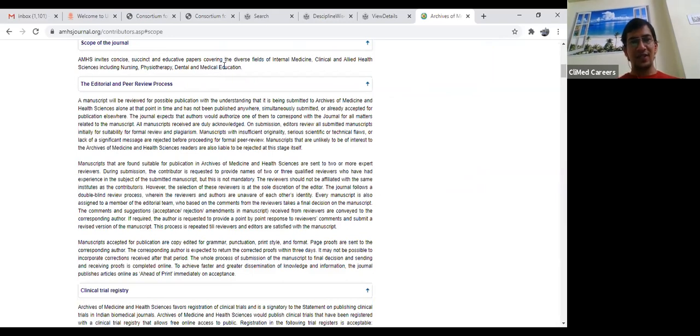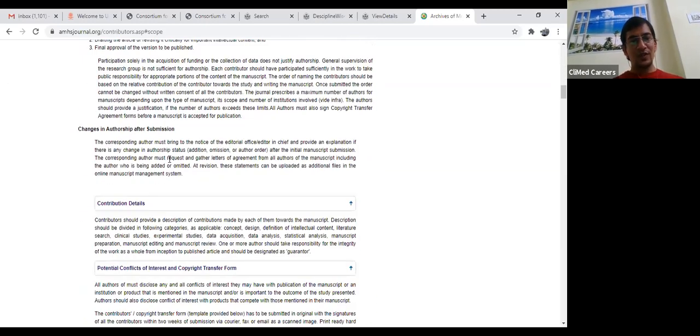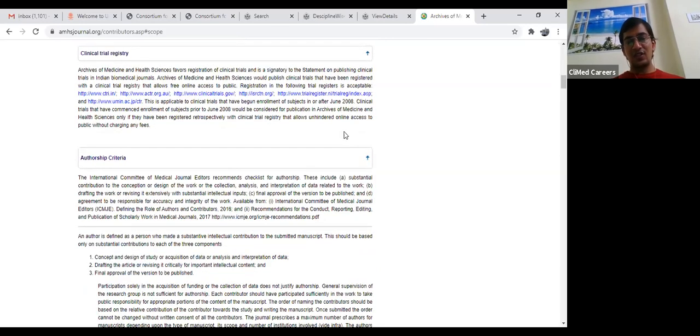So this is multidisciplinary. You can see AMHS invites concise, succinct, and educative papers covering the diverse fields of internal medicine, clinical, and allied health sciences, including nursing, physiotherapy, dental, and medical education. Editorial and peer review process is written here completely. Clinical trial registry, authorship criteria. You can see everything in the instructions to the author.